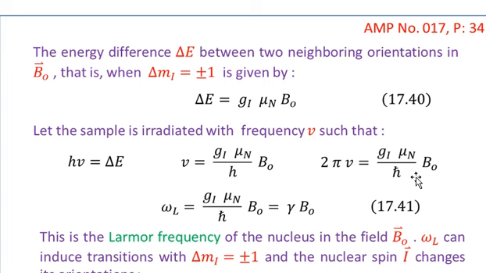Multiplying both sides by 2 pi, we get this relationship, and 2 pi nu can be replaced by omega L. So omega L is equal to gI into mu n divided by h bar, times B naught. And you know that the term gI mu n over h bar is actually the gyromagnetic ratio gamma, more precisely referred to as the nuclear gyromagnetic ratio. You know that omega L depends upon the product of two quantities: the gyromagnetic ratio of the nucleus and the applied magnetic field B naught.